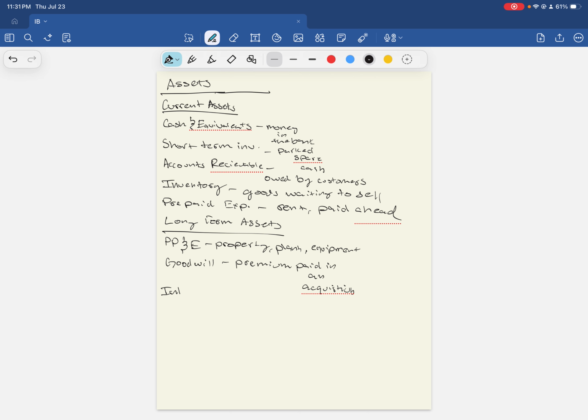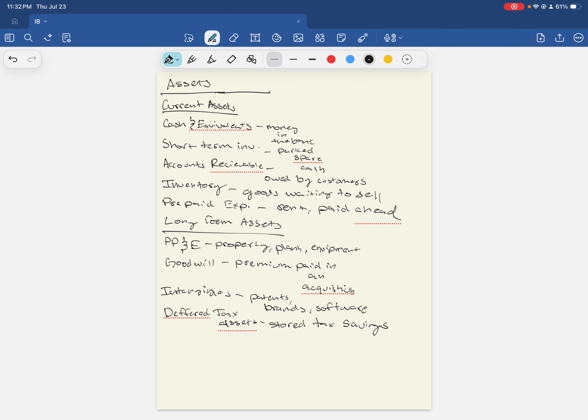Next, we have your intangibles. Intangibles are basically non-cash things such as your patents, brands, software, stuff like that. It's still an asset, but it's not liquid; it's a non-cash asset. And then lastly you have your deferred tax assets. These are basically stored tax savings.